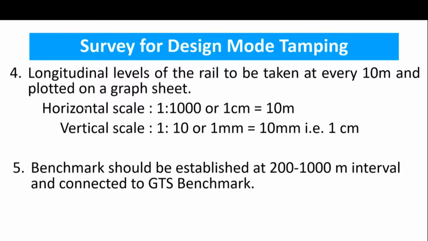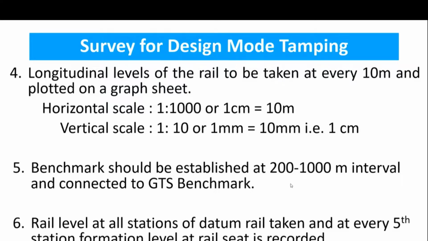The benchmarks are to be established at every 200 to 1000 meter, and they have to be connected with the GTS benchmark, Great Trigonometrical Survey benchmark of the Survey of India. Then rail levels are to be taken at all stations on the datum rail, and at every fifth station formation level has to be taken at the rail seat level.